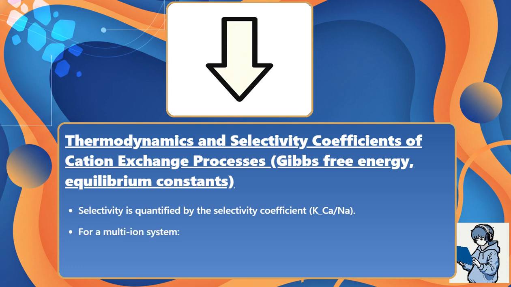For a multi-ion system, K Ca over Na equals [Ca²⁺] times [Na⁺]resin squared, divided by [Na⁺] squared times [Ca²⁺]resin. A K value greater than 1 indicates the resin has higher affinity for calcium 2+.